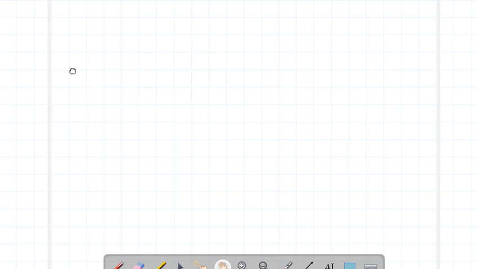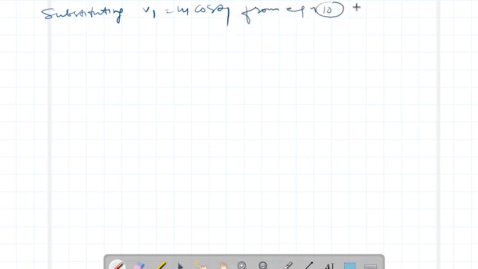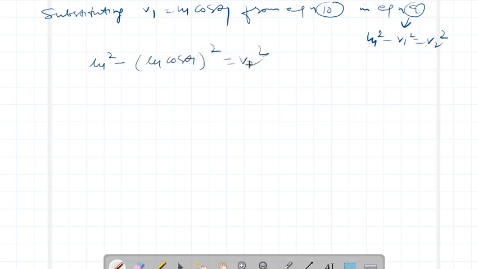Now substituting V1 is equal to U1 cos of theta 1 from equation 10 in equation 9, and equation 9 is U1 square minus V1 square is equal to V2 square. So if I put its value here, I am getting that U1 square minus (U1 cos of theta 1) square is equal to V2 square.